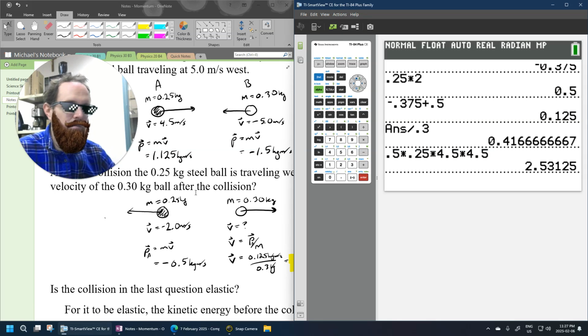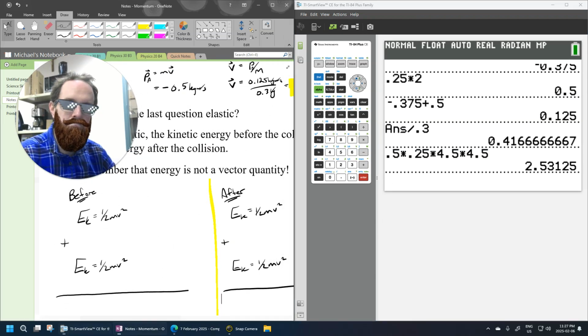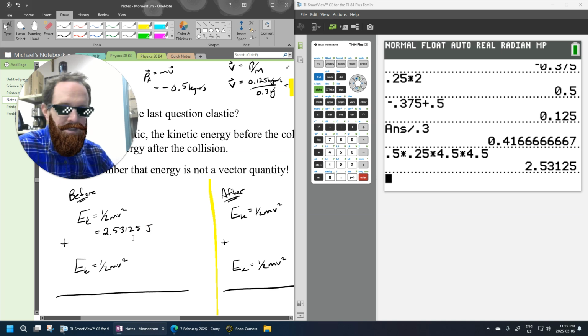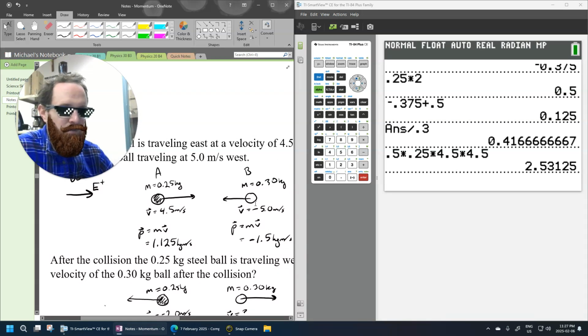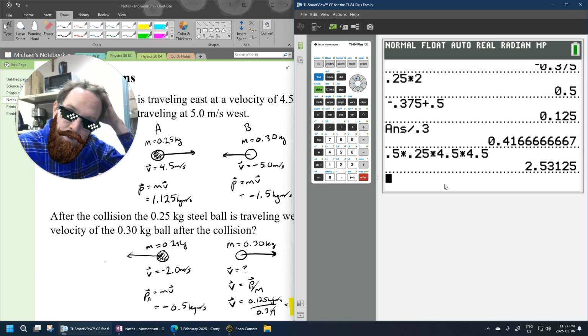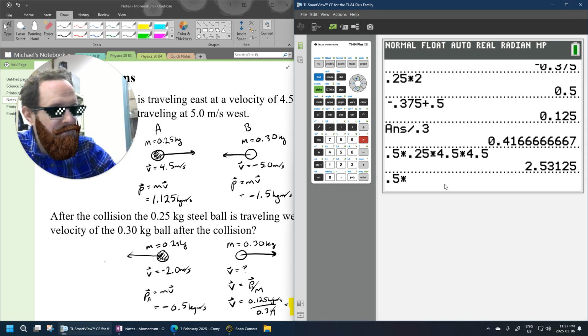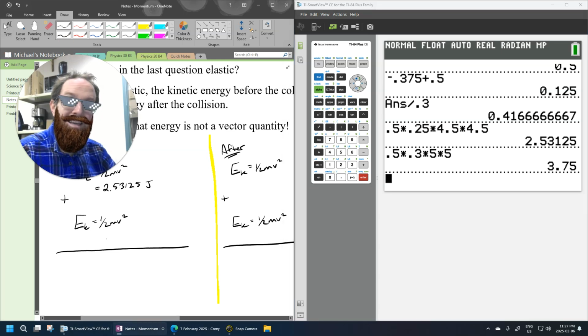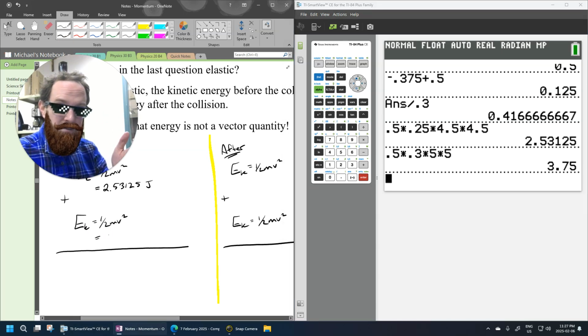So the first kinetic energy is 2.53125 joules. That's the first ball. Then I'm going to do it for the 0.3 ball over here: 0.5 times 0.3, a half times its mass times its speed, not its velocity. Boom, 3.75. Even if it did put the negative in there, you're going to square it, so it's going to turn positive anyway.